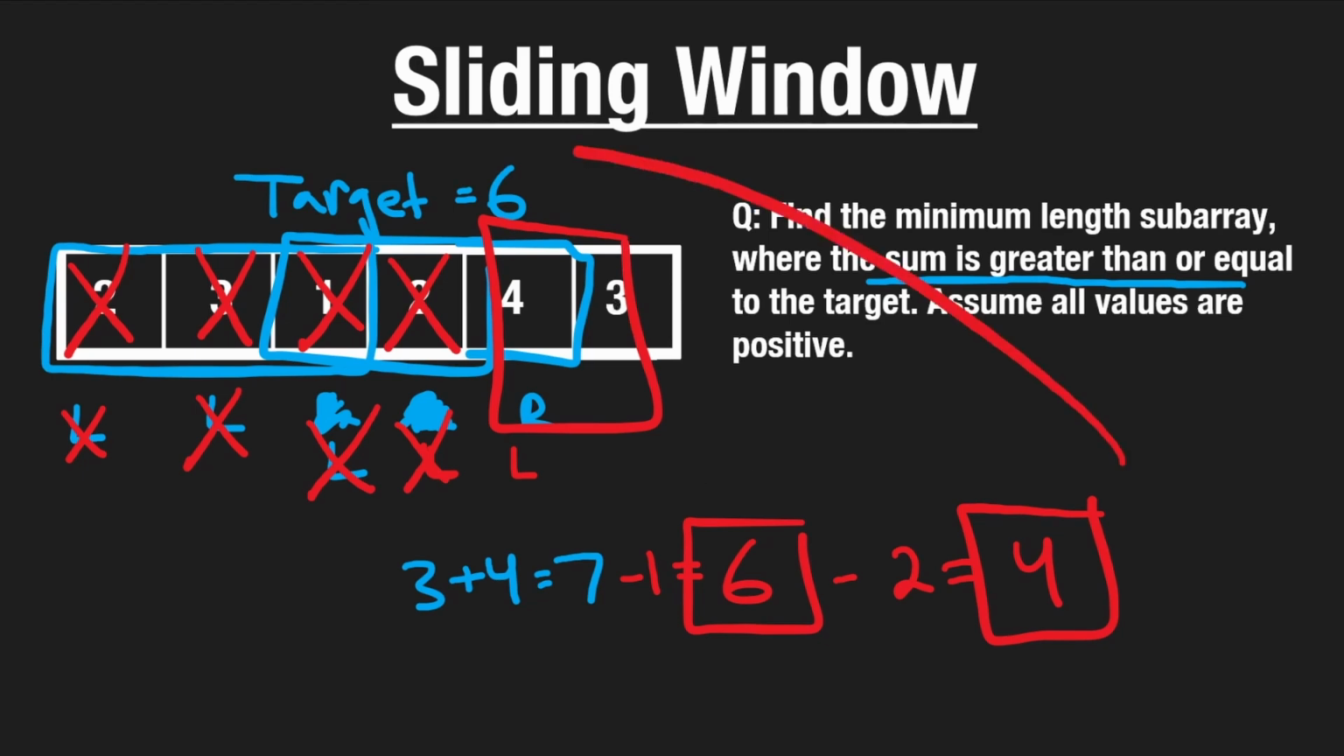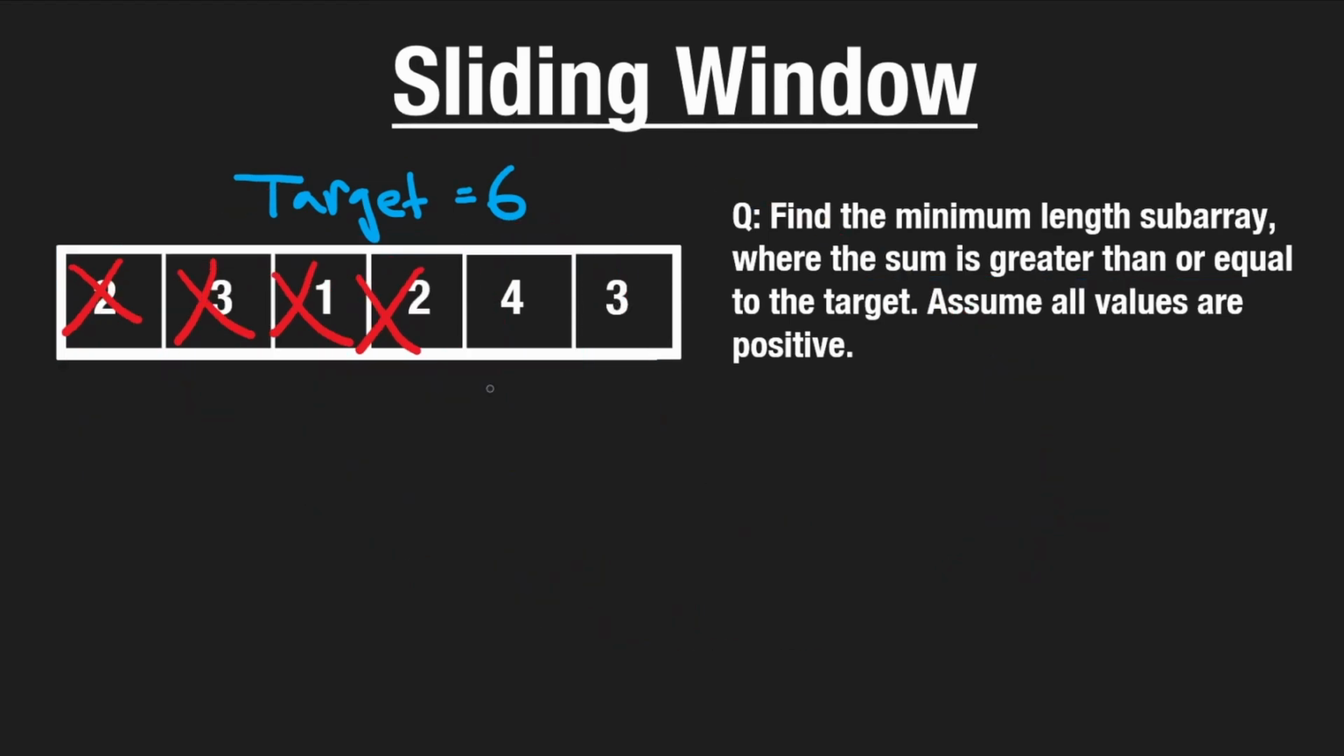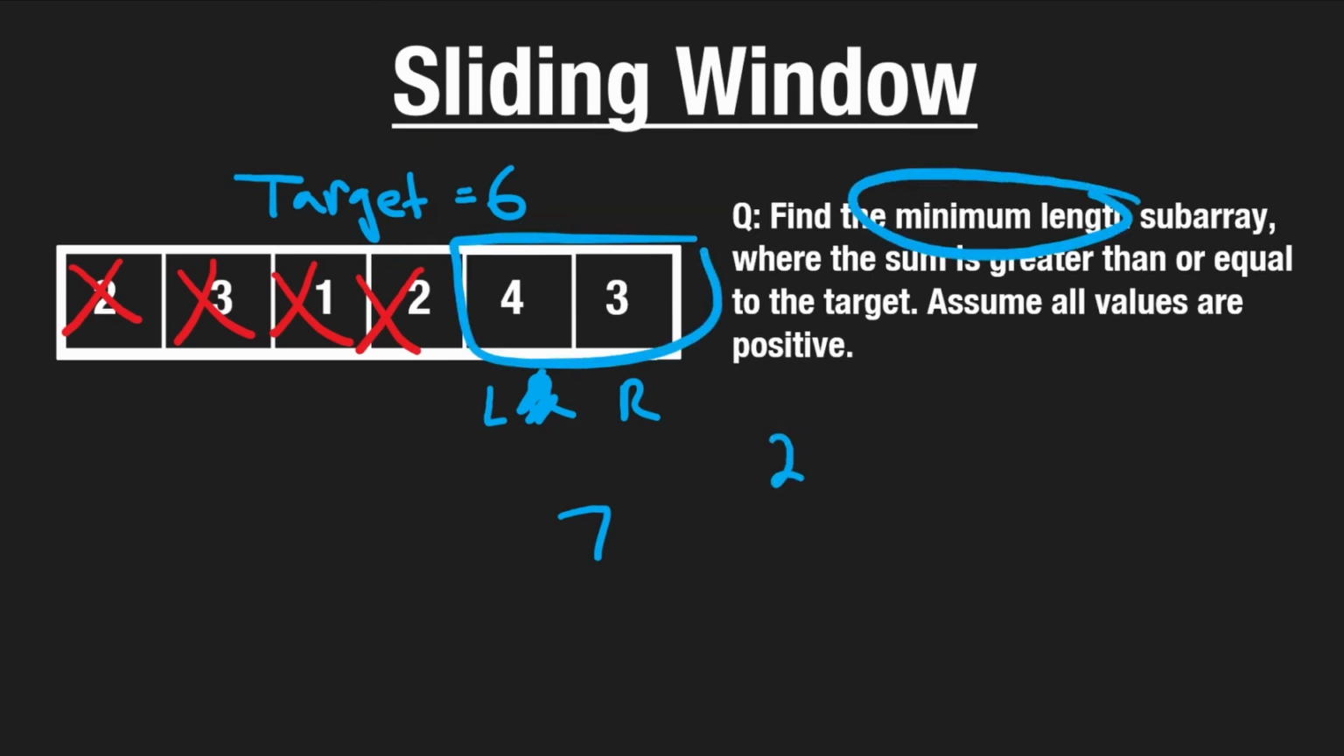And things have gotten a little messy, so I'm going to clean it up a little bit. So our left pointer would be all the way over here, same as the right pointer. And then we would now increment the right pointer one more time. And this would be the new window. The sum would now be 7. It's greater than or equal to the target. So this is a valid window. It's of length 2, which was the same minimum length that we calculated earlier.